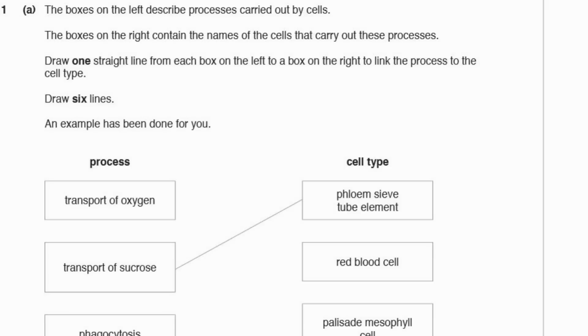1A. The boxes on the left describe the processes carried out by cells. The boxes on the right contain the names of the cells that carry out these processes. Draw one straight line from each box on the left to a box on the right to link the processes to the cell type. Draw 6 lines. An example has been done for you.